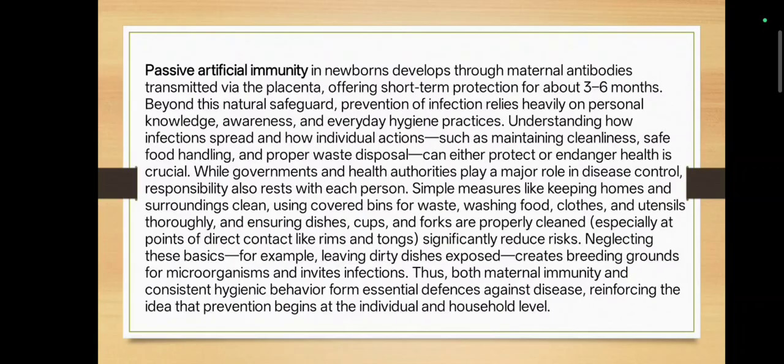Passive artificial immunity in newborns develops through maternal antibodies transmitted via the placenta, offering short-term protection for about 3 to 6 months. Beyond this natural safeguard, prevention of infection lies heavily on personal knowledge, awareness, and everyday hygiene practices. Thus, both maternal immunity and consistent hygienic behavior form essential defenses against disease, reinforcing the idea that prevention begins at the individual and household level.